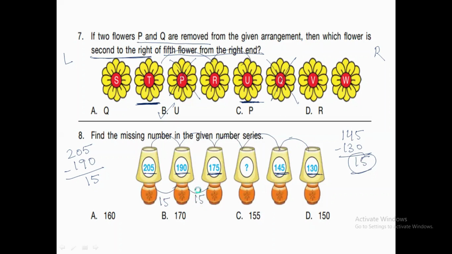So what rule is being followed over here? They are decreasing by 15. So what number should be there at the place of this question mark? For this, we need to subtract 15 from 175. And when we subtract 15 from 175, we are getting 160. So that's why option A, 160, will be the correct answer. So 160 will be there at the place of this question mark.